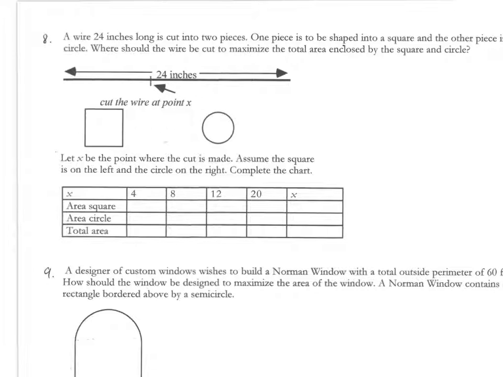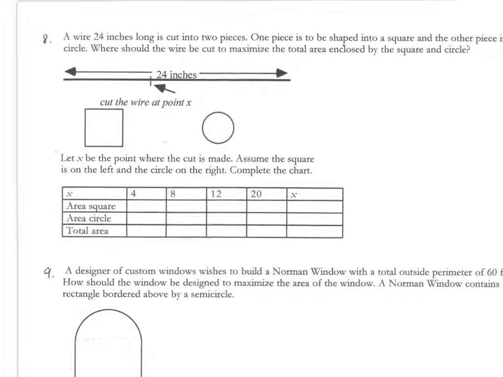Pretty simple scenario. We've got a wire that's 24 inches long, cutting it into 2 pieces, so we can cut it anywhere along the length of it. One piece is going to be made into a square, the other piece into a circle, and we want to know what would maximize the total area enclosed by the square and the circle.